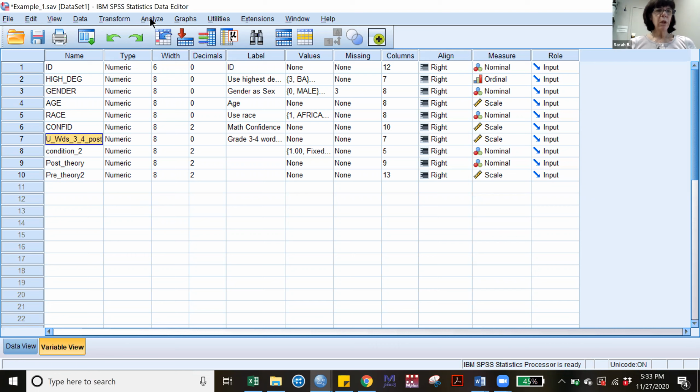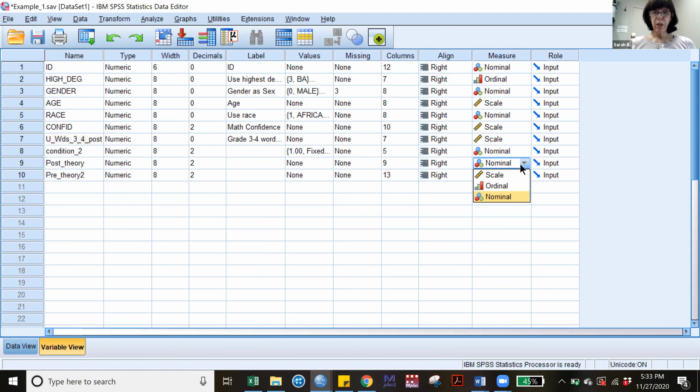So the first thing we're going to do is always look at the cases in our data set. What we're going to look at are first the categorical or ordinal variables. That would be highest degree, gender, and race. We're not going to look at condition here, which is a categorical or nominal variable. We're going to look at that later.